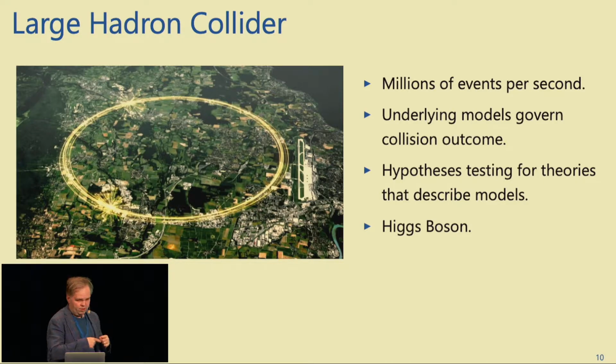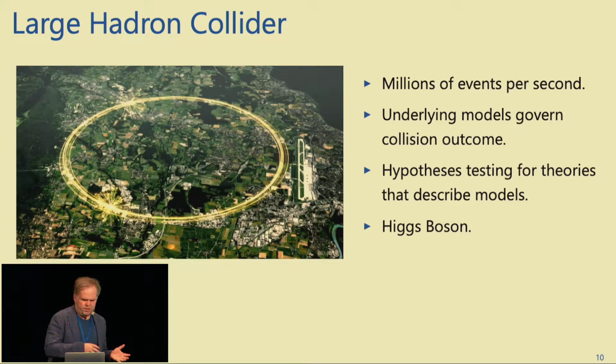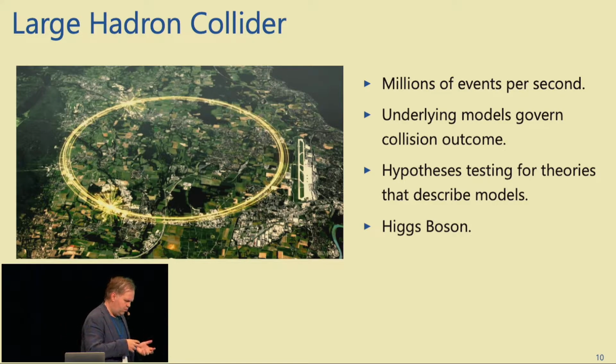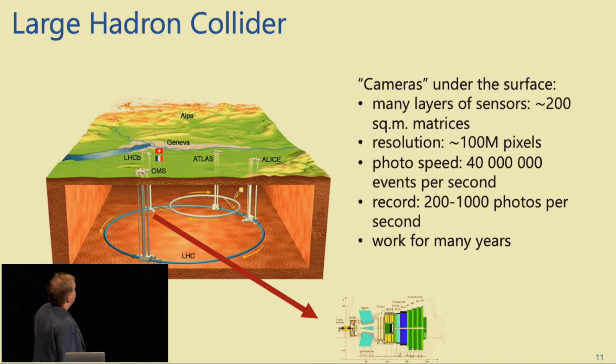governing the collision outcome. We need hypothesis testing for theories that describe models, so we need new models that are tested every time we start the collider and run it. One of the famous results is the Higgs boson, which was discovered 10 years ago in this collider. It was discovered with this kind of experimental setup, which is located very much underground.